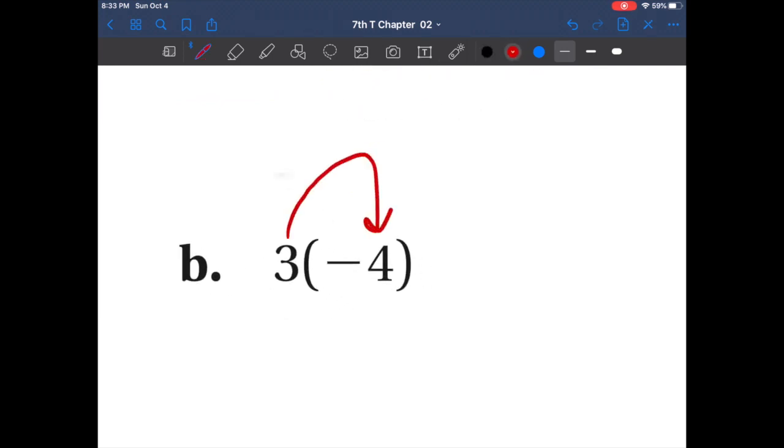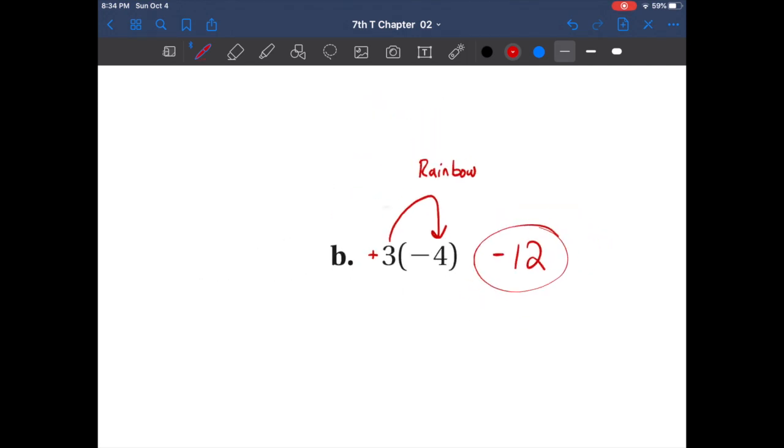I like to call this, does anybody know? It is rainbow. It'll make sense once we get to 8th grade when we do a whole bunch of rainbows like this. So 3 times 4, we know that's 12, right? But that's a positive 3 and that's a negative 4. Different sign, so we know it's going to be a negative sign. So that's a negative 12.